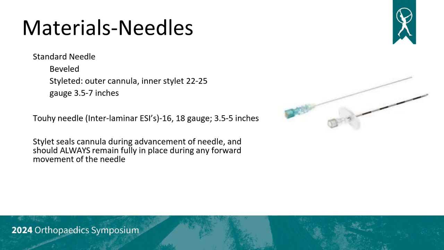There's several types of needles. They range from 22 gauge to 25 gauge as far as a standard needle goes, 3.5 to 7 inches depending on the depth that you'll need. And then there's the TUI needle, which is used for interlaminar procedures, and that comes in 16 or 18 gauge and 3.5 to 5 inches, depending on the depth, once again, you'll need. So this is the TUI needle here on the right, and then this is our standard needle. Looks like a 25 gauge here. So again, the stylet seals the cannula during any advancement of the needle, and should always remain in place during any forward movement of the needle.